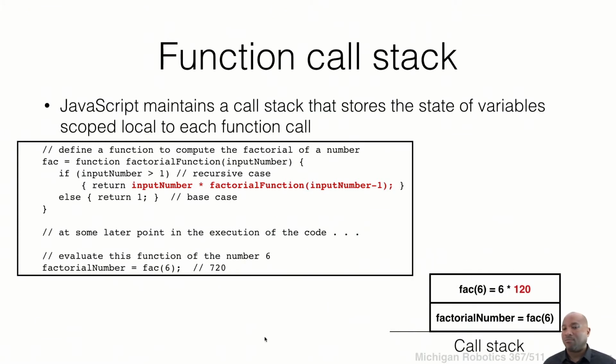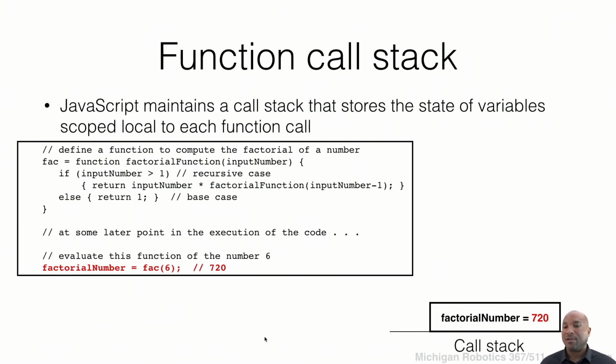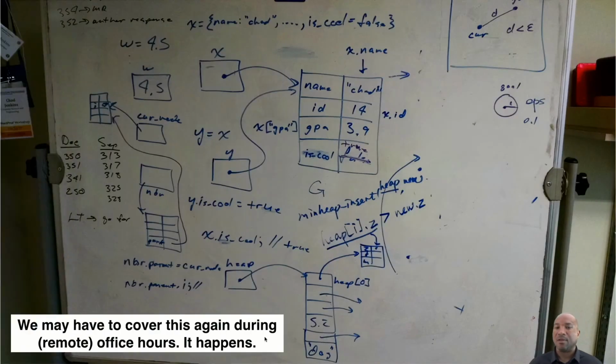Then we have the same thing for factorial 5, which will return 120. And then we'll finally get back to our original function call, which is going to return the factorial of 6 as 720. And then that can be assigned to the variable that was in the original assignment.